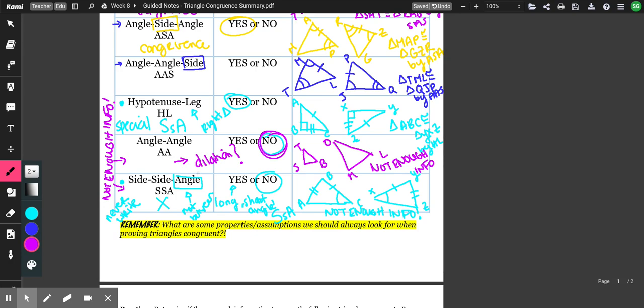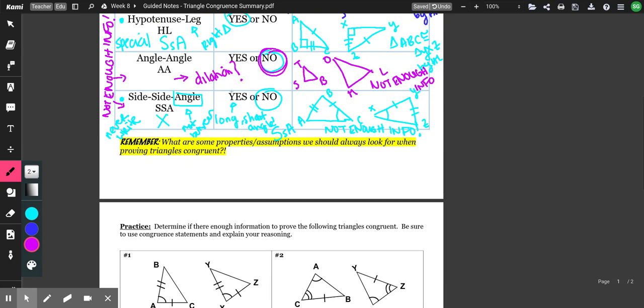Okay. So before we move on to some practice, I talked about it a little bit up here, but what are some properties or assumptions? I don't love the word assumptions. We should always look for when proving triangles congruent. Let's see if we can name them. Vertical angles, that's a look for. Right? Vertical angles are always congruent.